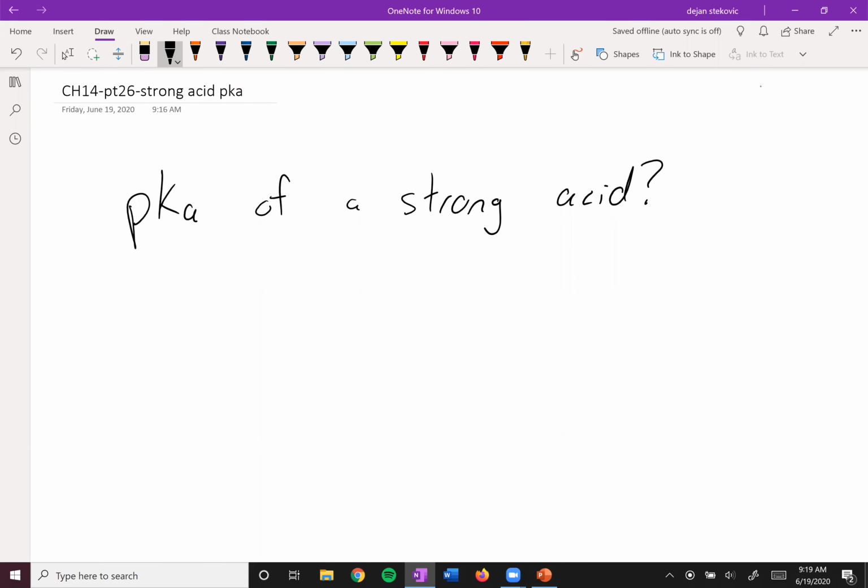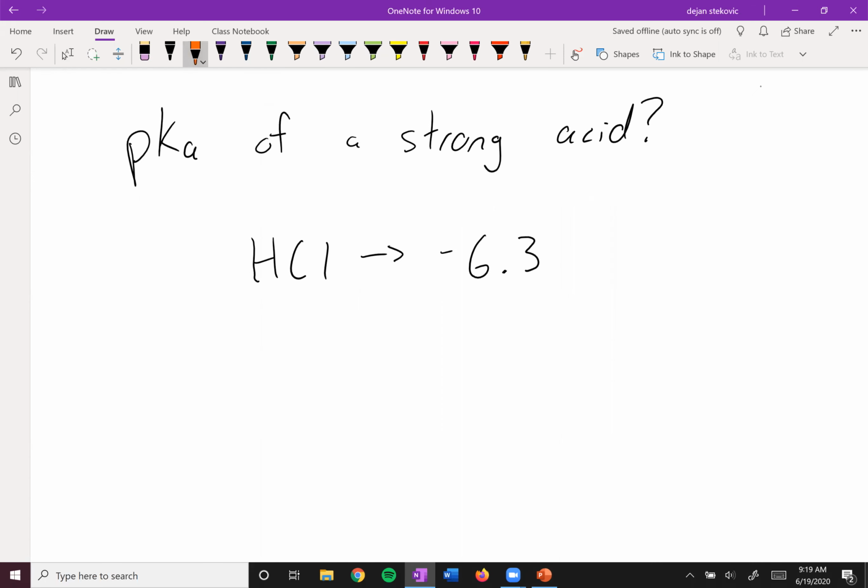All right, so just a bit of a random aside here. Let's take a look at the pKa of a strong acid. If you Google the pKa of HCl, for instance, a strong acid, you get a pKa value of negative 6.3. And if you think about it, it's kind of confusing.